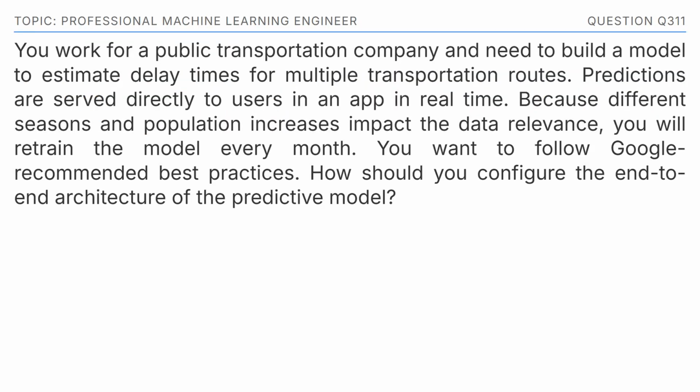You work for a public transportation company and need to build a model to estimate delay times for multiple transportation routes. Predictions are served directly to users in an app in real time. Because different seasons and population increases impact the data relevance, you will retrain the model every month. You want to follow Google recommended best practices. How should you configure the end-to-end architecture of the predictive model?